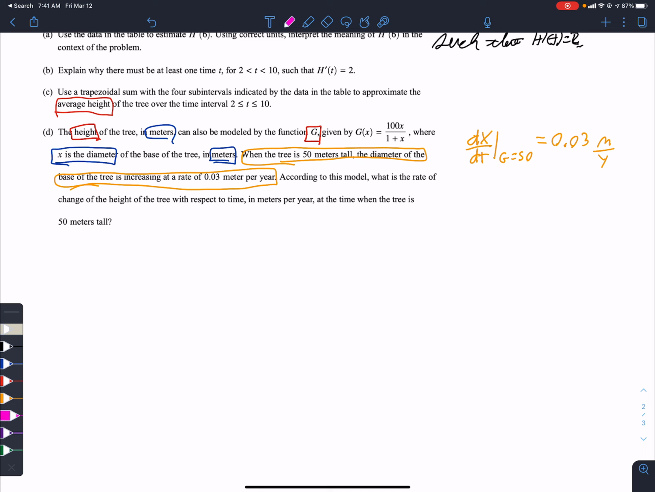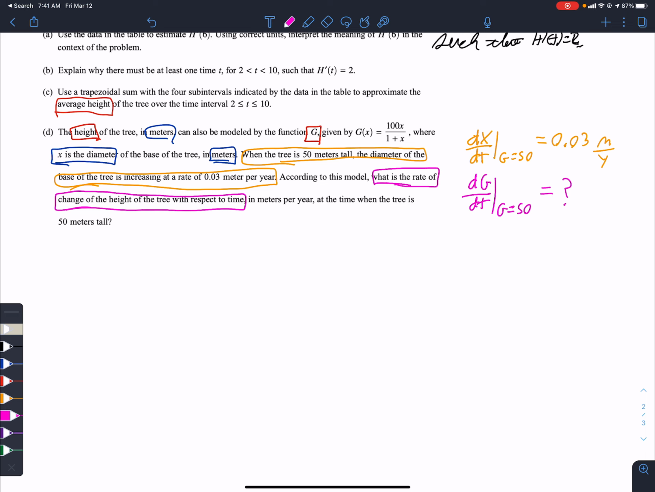Now read the second part. According to this model, what is the rate of change of the height of the tree with respect to time? They want to know how fast G is changing as time changes at the same 50-meter tall tree. And that's what they're looking for.